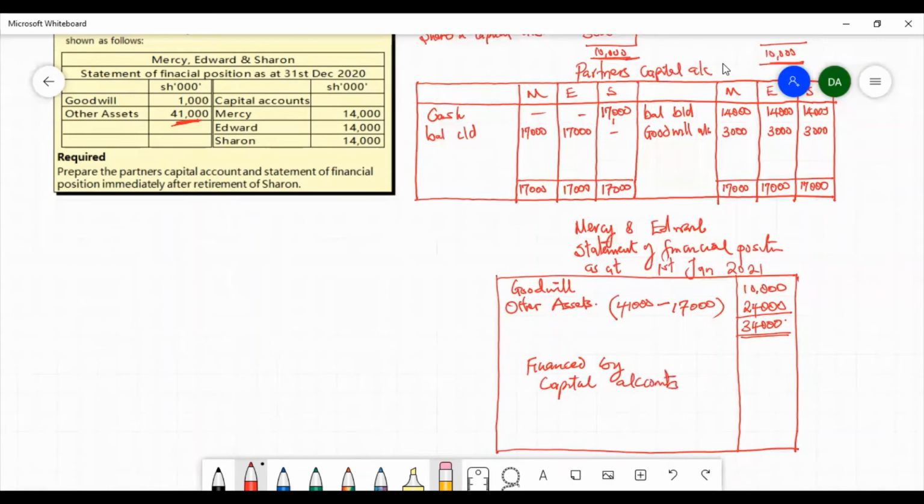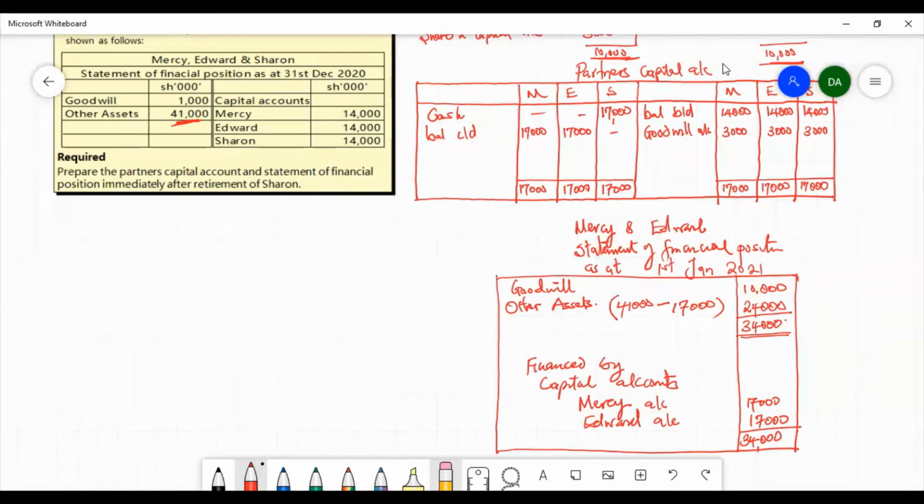And this capital account is only for the remaining partners. Therefore, we have Mercy. The capital account for Mercy equals 17 million. And the capital account for Edward is 17 million. The total is 34 million, which is equal to the value of the assets.